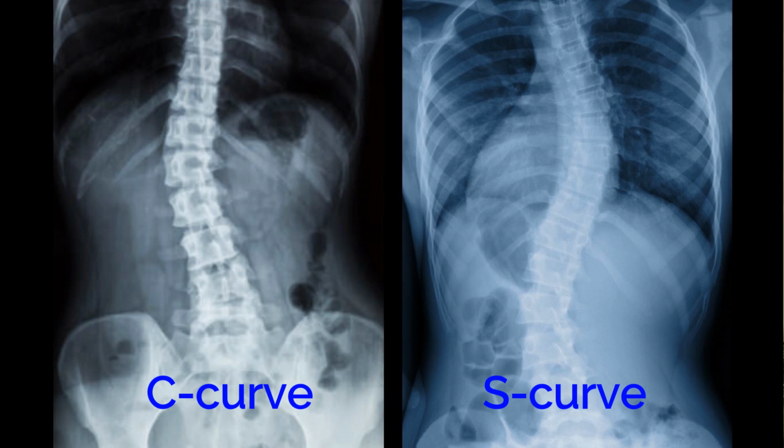Today I want to talk about scoliosis because it's a condition that can be helped quite a bit with clinical somatics. So scoliosis is a lateral curvature or side bending of the spine. If the spine is bending to one side, it's called a C-curve, and if the spine is bending to both sides, it's called an S-curve. Typically, if the degree of curvature is more than 10 degrees, it will be diagnosed as scoliosis.